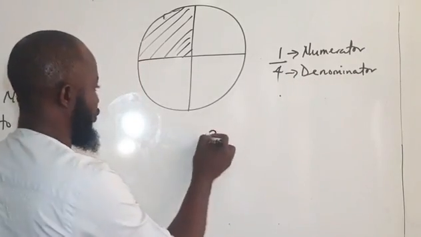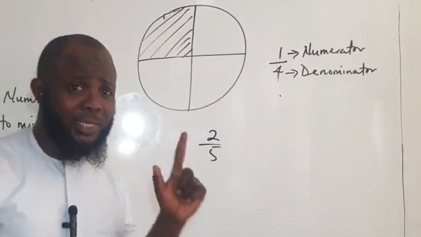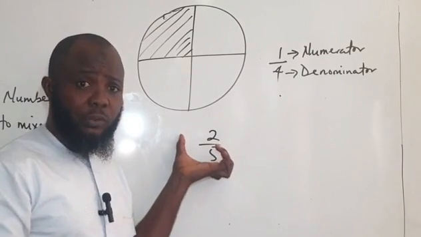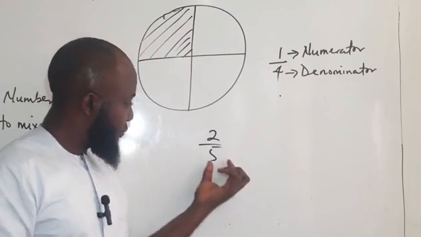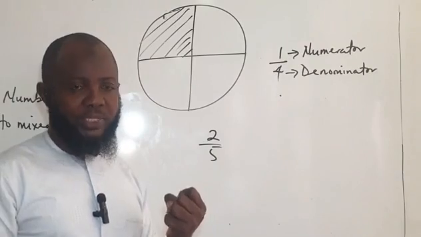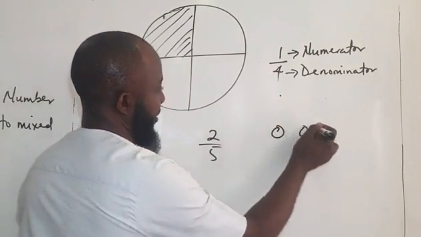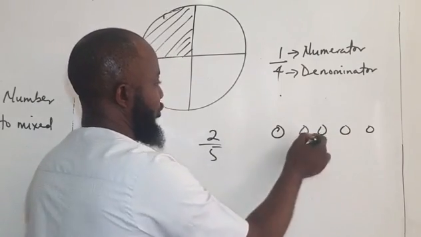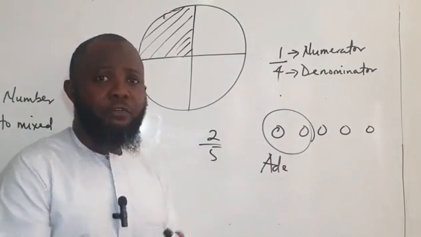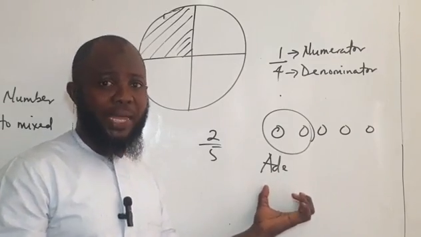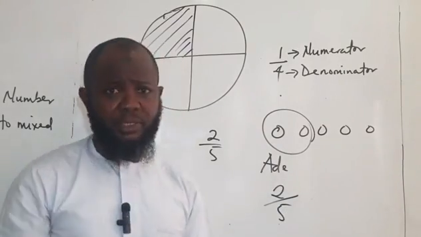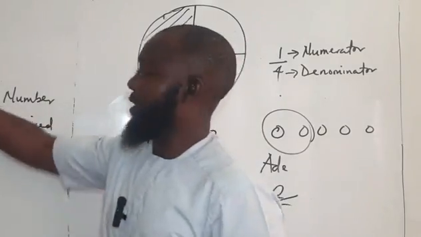If I write 2 over 5, it means that the whole of this fraction is divided into how many? 5. And 2 is taken out of the 5. Hope I'm making sense. So we have 5 oranges, and 2 is given to Ade. If it asks you, what is the fraction of the oranges given to Ade? It will be 2 out of how many? 5. I believe I'm making sense. So that's what is referred to as fraction. That's the meaning of fraction.